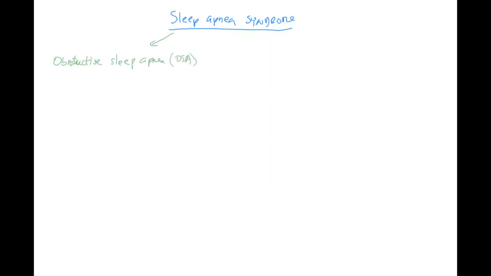Then we have central sleep apnea. And then we have a mixed one, so it's a combination of both. And remember only that obstructive is the most common. It's like 84%. You see this most commonly, and you get a pretty nice treatment for that.